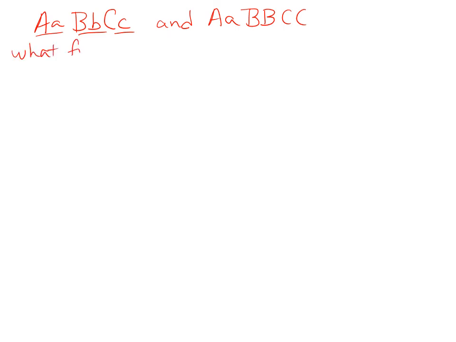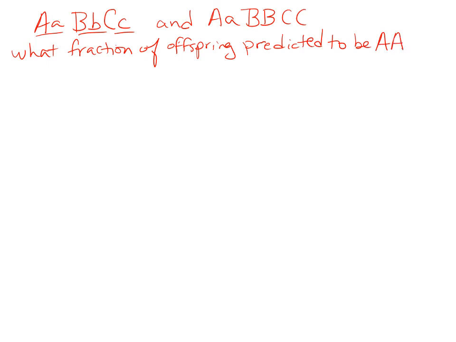So let's say you are looking at a cross of capital A, lowercase a, capital B, lowercase b, capital C, lowercase c as one parent. And it's crossed with capital A, lowercase a, so dominant recessive, dominant B, and dominant C. So you have 2 organisms. You're looking at 3 different traits. And I could ask you, what fraction of the offspring are predicted to have the genotype of capital A, capital B, lowercase b, and capital C.